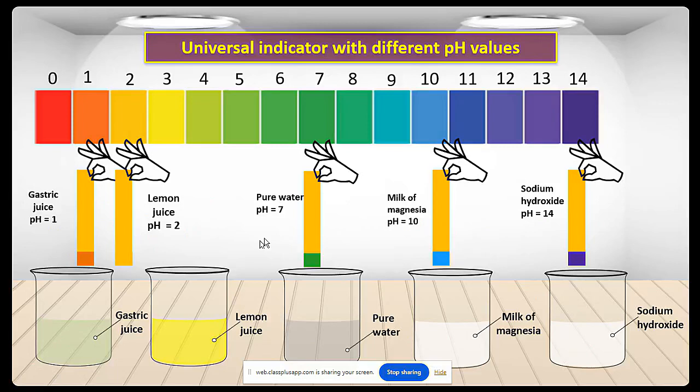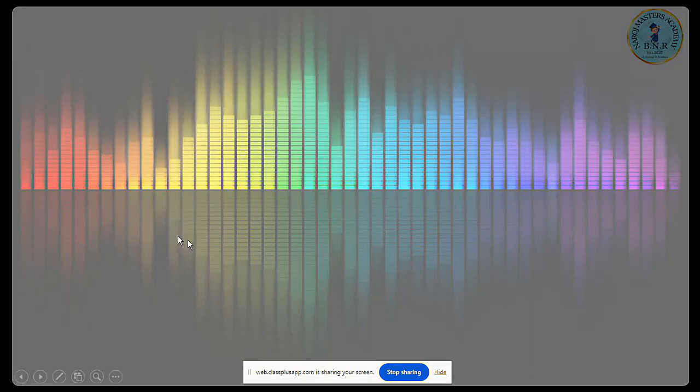Keep it in mind. Nearby 7, if it is less than 7, that is acid but weak acid. So these two are weak acids and these two are weak bases. And here two are bases and strong bases, and these are strong acids. Keep it in mind. In the next session we'll discuss the importance of pH scale or pH value in our daily life.